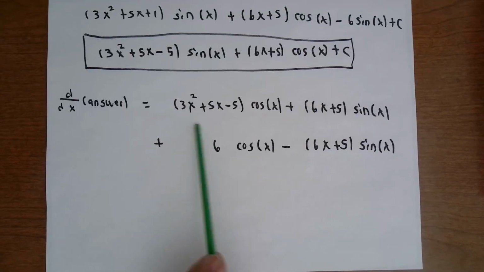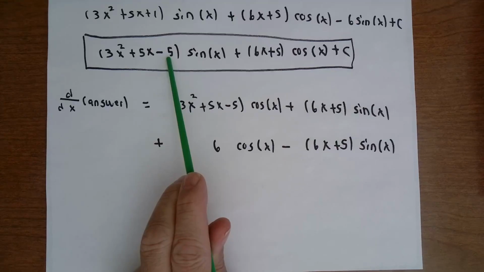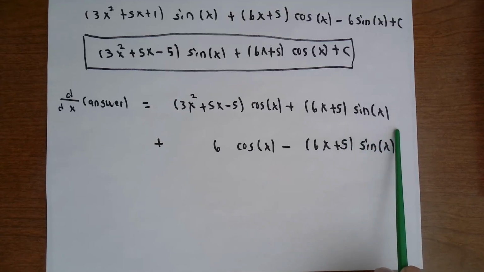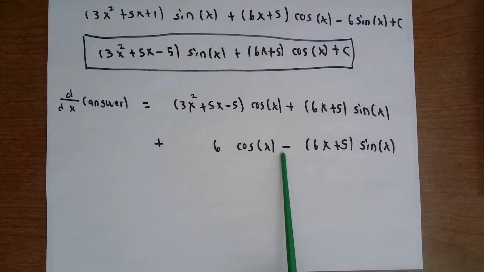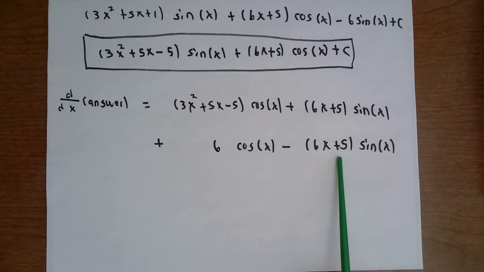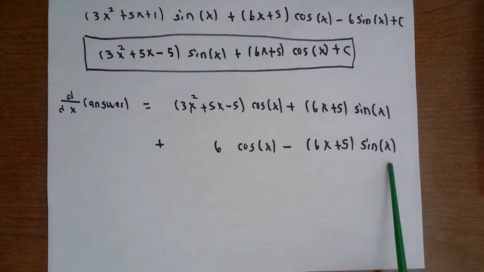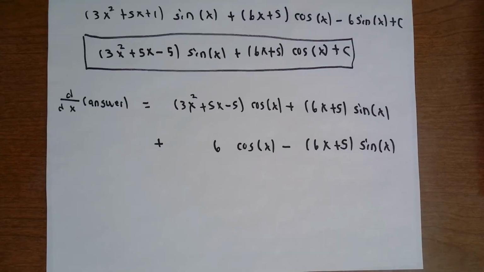Observe from the first product rule, from that one, I have a term that is 6x plus 5, that number, multiplied by sine x, while in the second product rule, I get a term of minus 6x plus 5 sine x. That term and that term cancel each other out, so I'm not going to write them down anymore. Also, in the two terms that remain, both have a factor of cosine x.